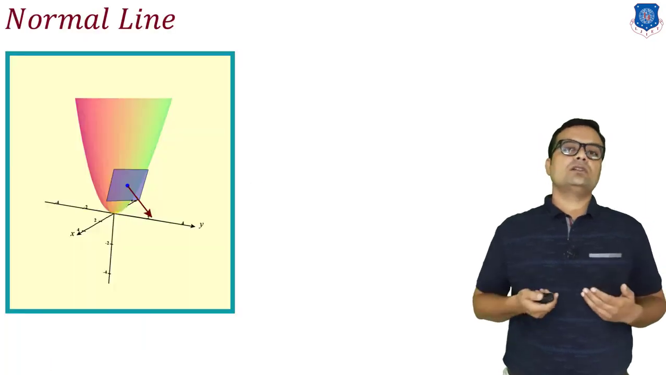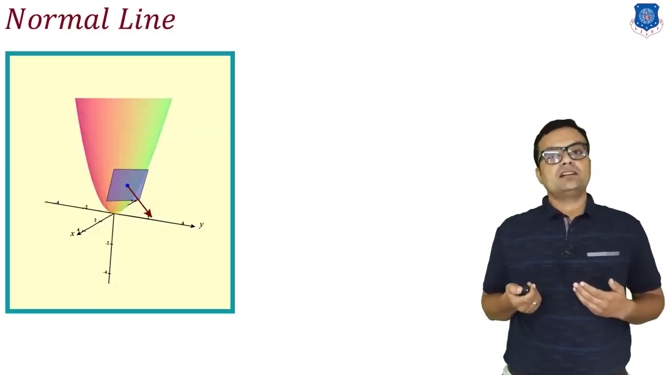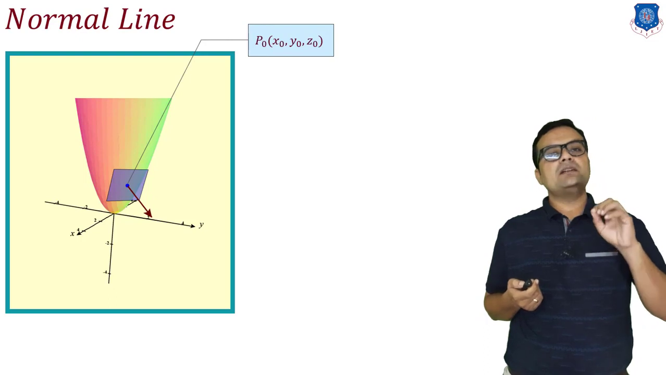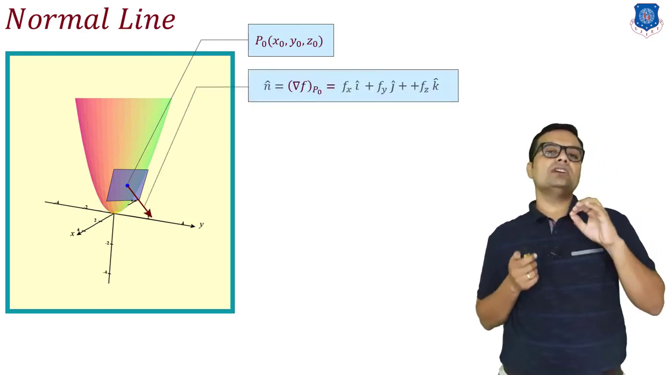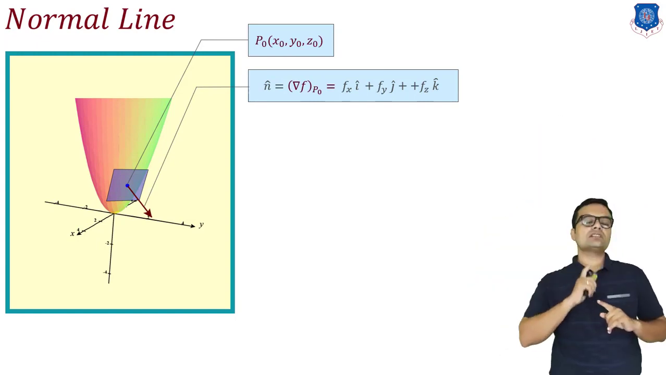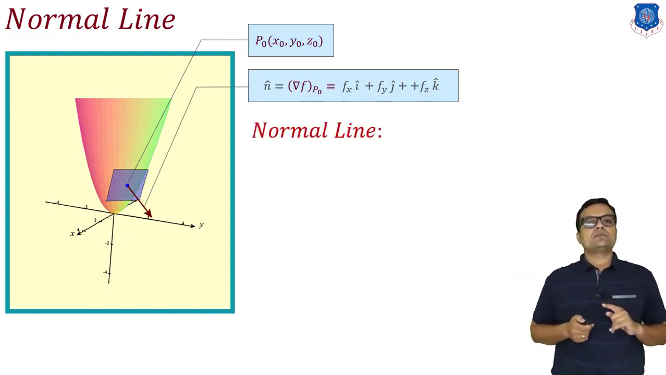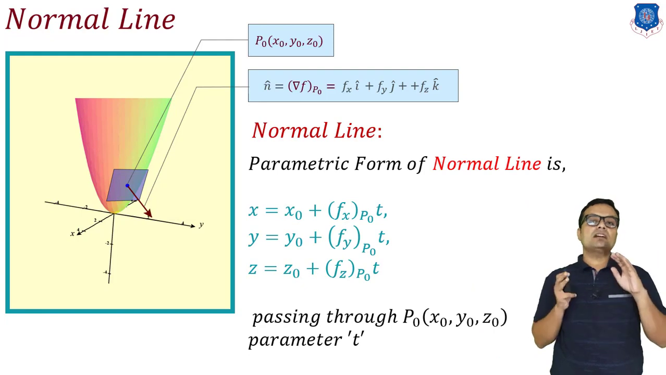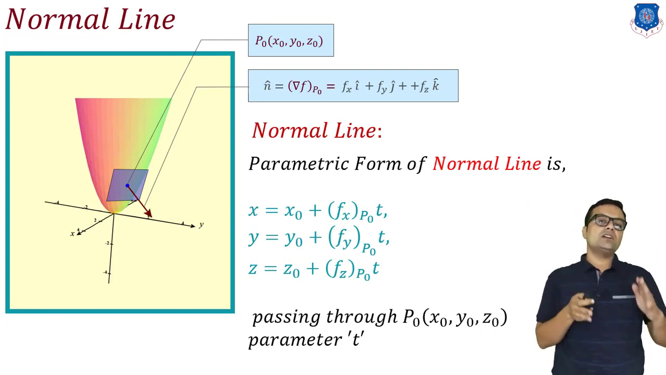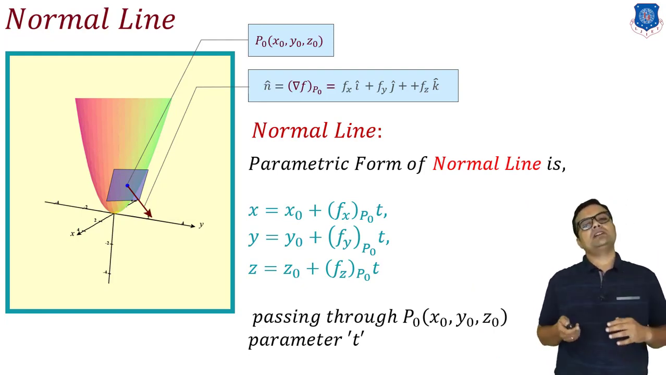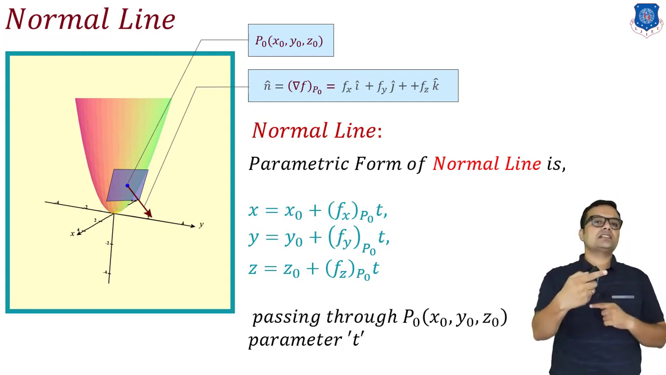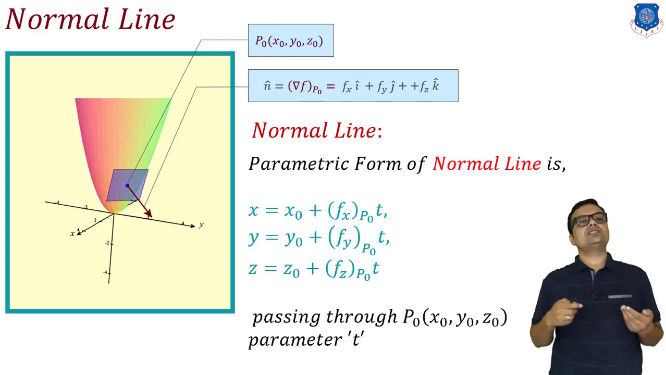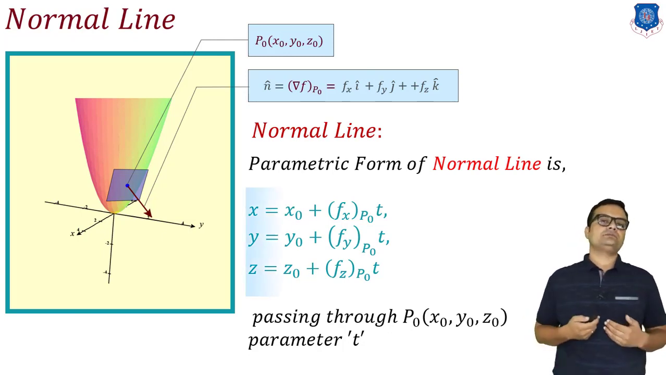Now let us consider our last part, which is the normal line. Now I want to find a normal line at point P0 in the direction of n cap. So what I will do, I will define it with the help of the direction cosines for n cap. And for that reason, I will construct the line in parametric form, given by the parameter t, passing through point P0 and with the direction cosines of n cap. So it is x0 plus f sub x at P0 times t, similarly for y and for z.